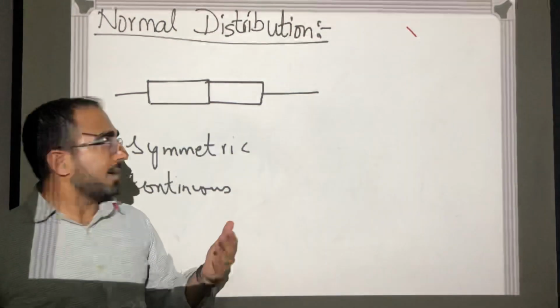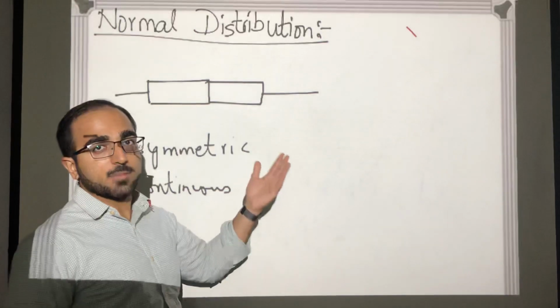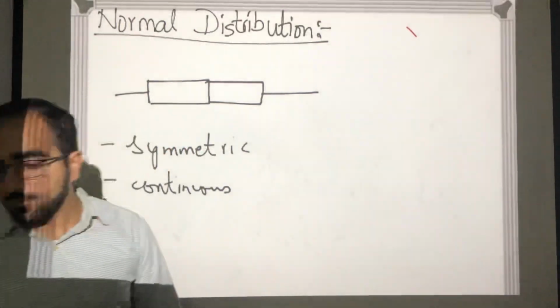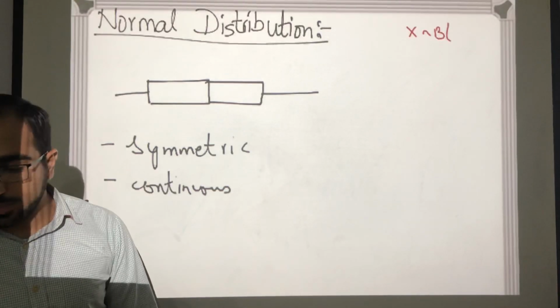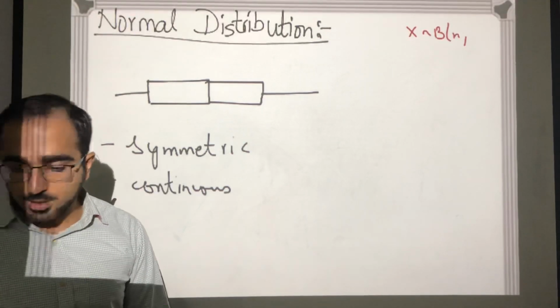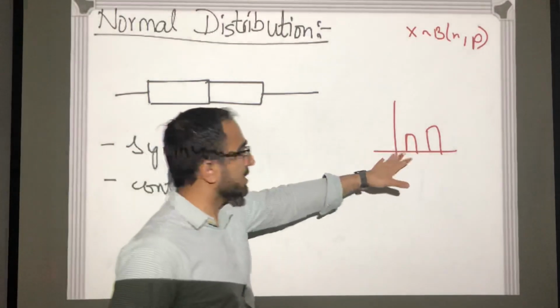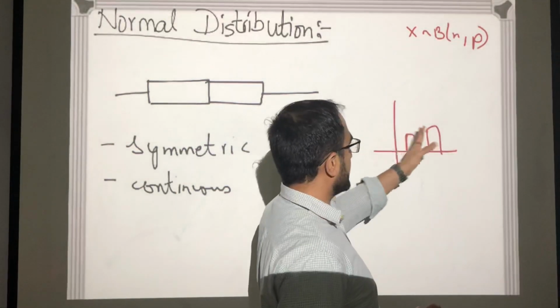Now, how did we define a binomial distribution? We defined a binomial distribution with n and p only, which was the number of trials, and p being the probability of success. That was a discrete distribution, with distinct values.